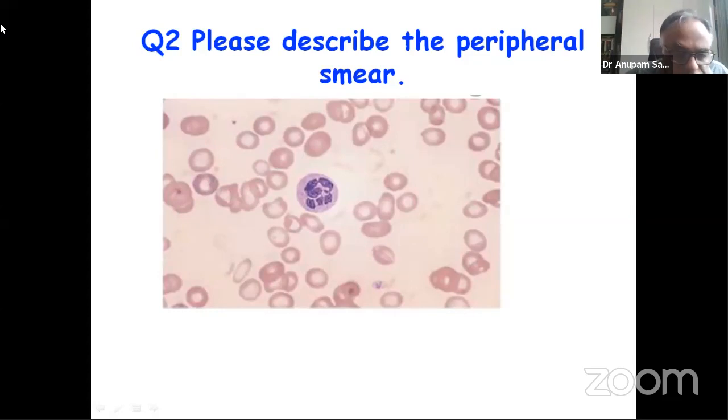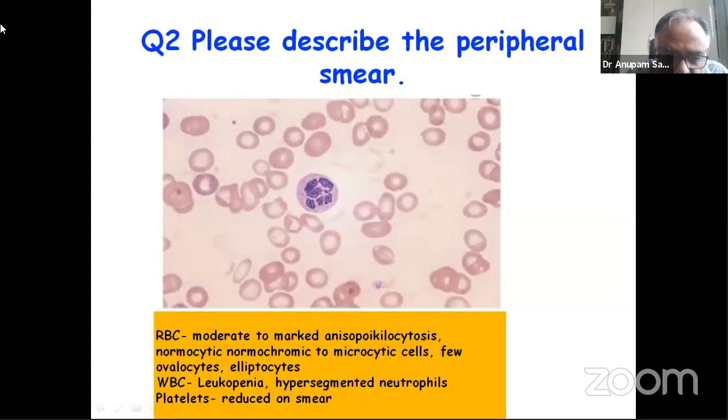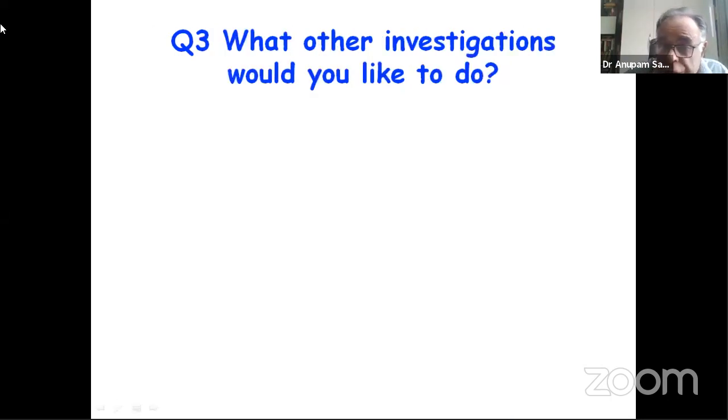Okay, so this is typically moderate to marked anisopoikilocytosis, normocytic, normochromic to microcytic cells, few ovalocytes, elliptocytes, leukopenia, hypersegmented neutrophils, and reduced platelets on the smear. This is typically seen with macrocytic, megaloblastic anemia. Although with the kind of microcytosis, I would still call it a dimorphic picture with predominance of B12 deficiency. What other investigations would you like to do, Dr. Satya?